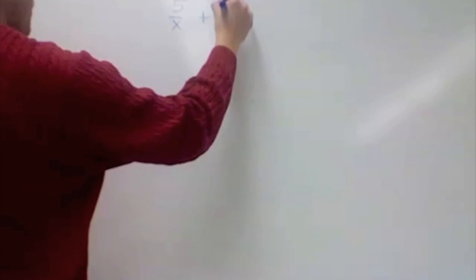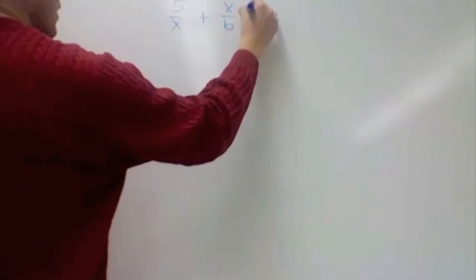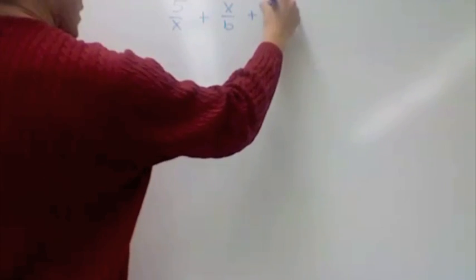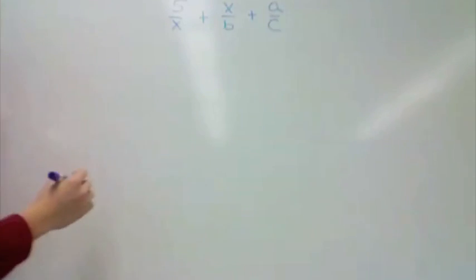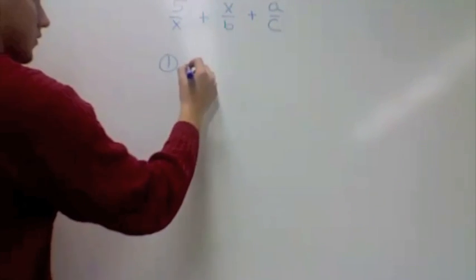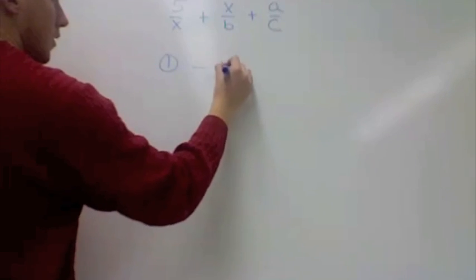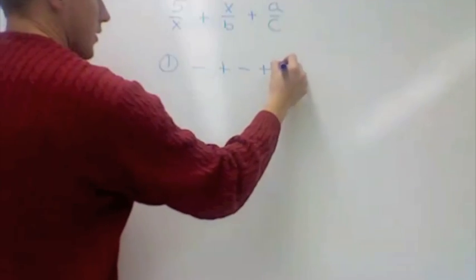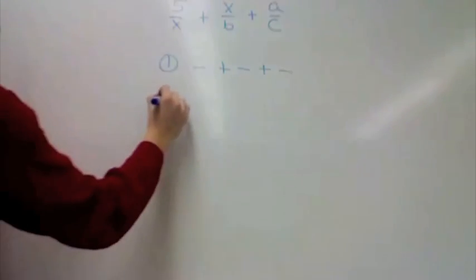So let's take this one step further. We're going to add in a third fraction now and try to solve for it. So what we're going to take is 5 over x plus x over b plus a over c. Once again, let's go through our 3 steps. First step: we have 2 pluses, so we're going to have 3 fractions. So there's our first step.